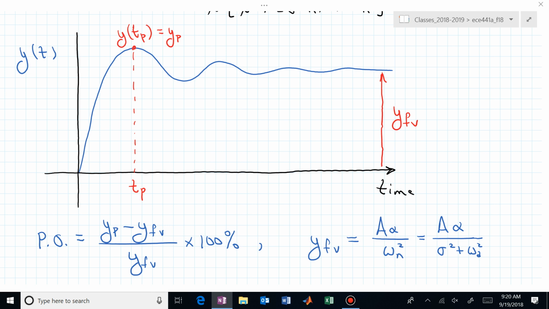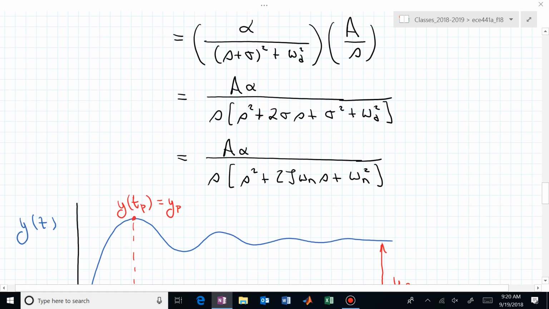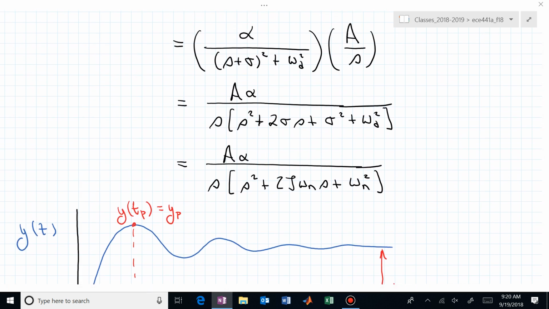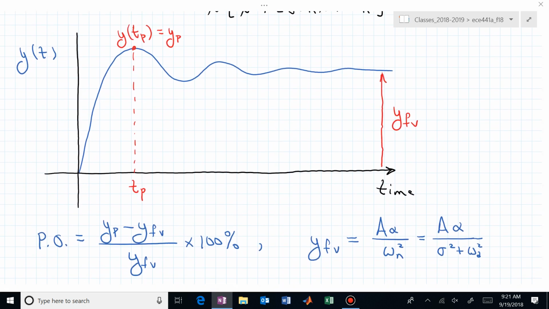And y final value, I've simply connected that to our parameterized expression. Hopefully you can see that here. If you applied the final value theorem and multiplied that by s and let s go to 0, you can hopefully see where these expressions for the final value are coming from. One in terms of omega sub n, the natural frequency.